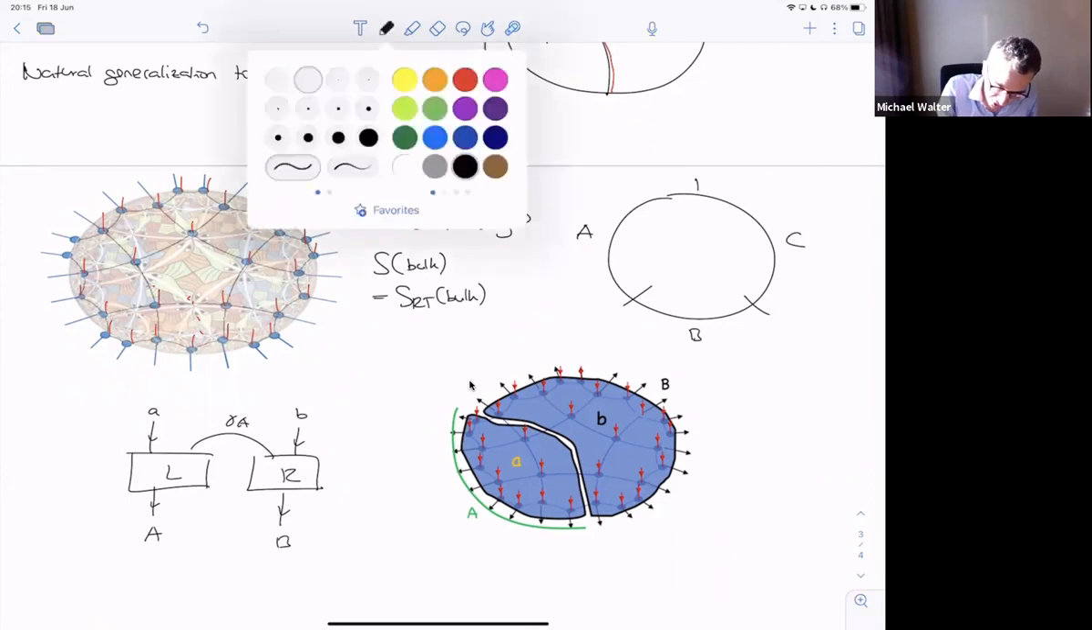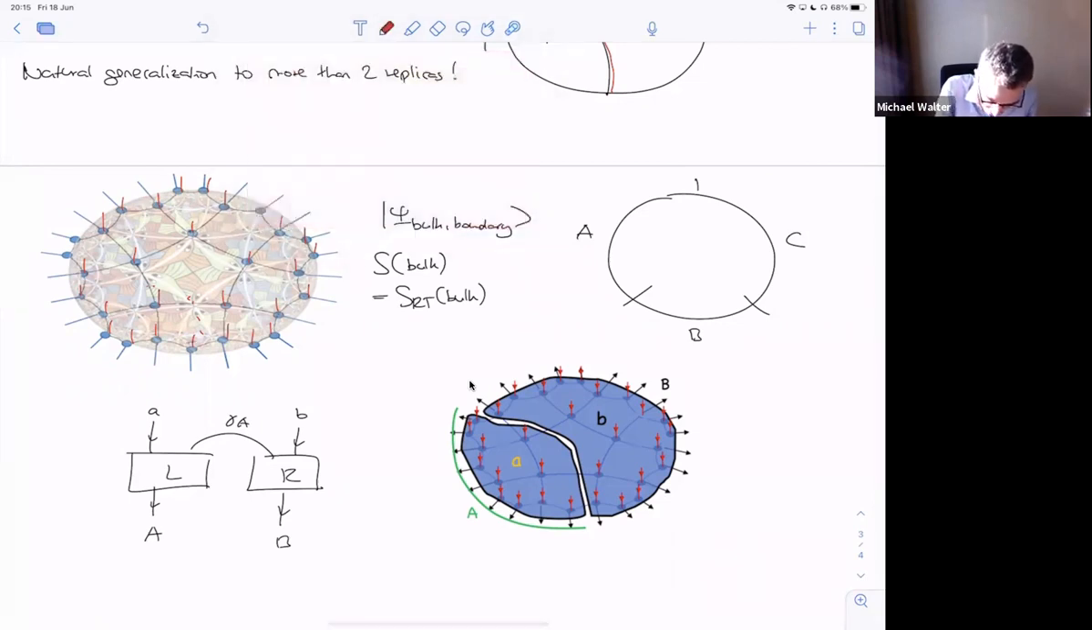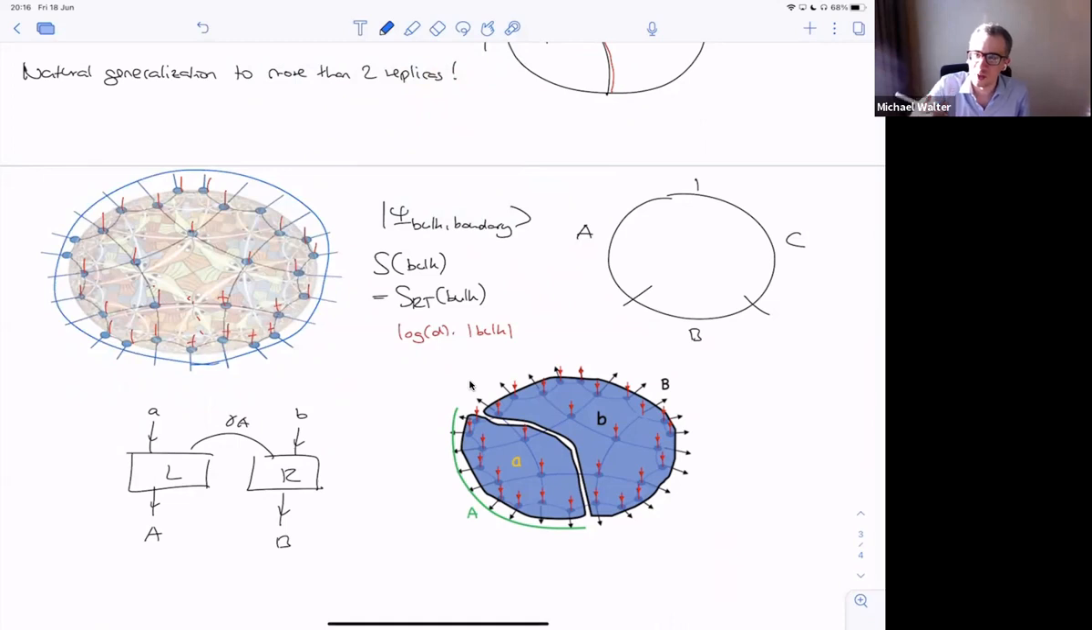And again, there are basically two extreme choices. Either you just chop off all these legs, that would correspond to log of this red dimension times the size of the bulk. And the other choice would be you cut all the boundary legs. That would be log of this other bigger dimension times the size of the boundary. Okay. And if this one wins, you have an isometry. If that one wins, actually you have an isometry the wrong way around.